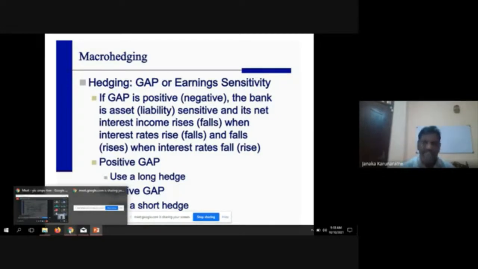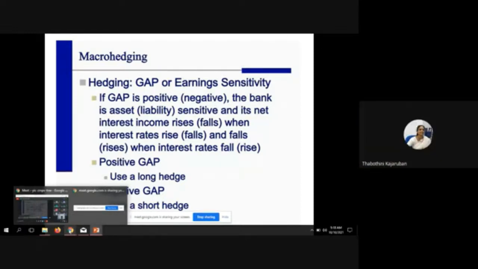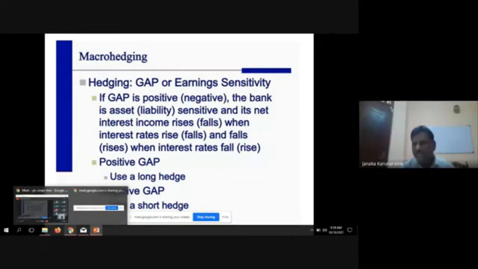But what is the risk? No, what is the risk? Risk means what is the overall risk to the bank when you have a positive gap? What sort of interest rate movement will put you at risk?